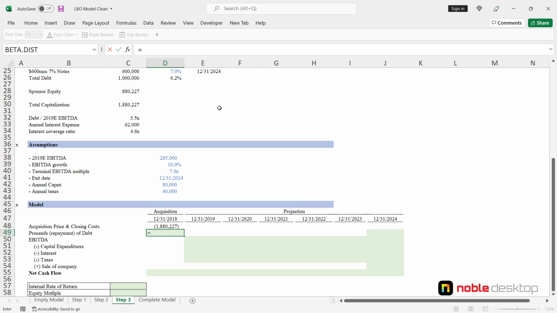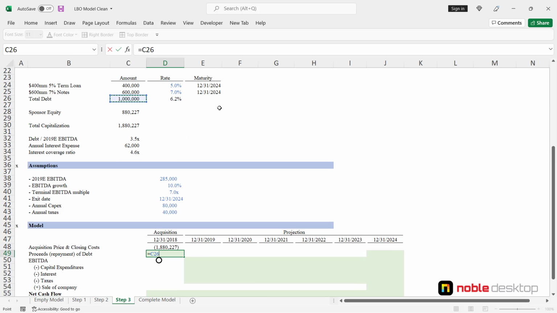Next is proceeds, repayment of debt. And we remember where we calculated our total debt. We have it here in the amount of 1 million. So let's grab that. Next would be Ebitda for projected years. In the assumptions above, I have my Ebitda for 2019 projected year. So I'm going to go ahead and take it from the cell D38. And then going forward, I have my Ebitda growth of 10%.